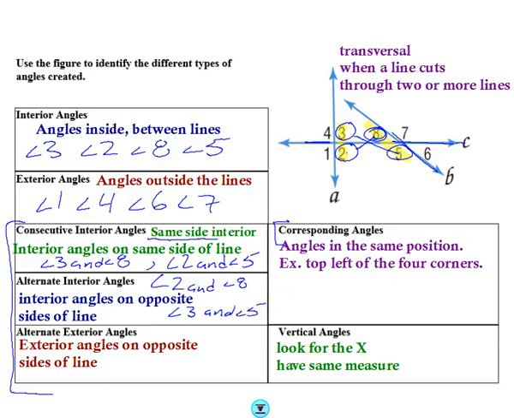Alternate exteriors, kind of the same concept. It is exterior angles. So these four here that are on alternating sides of the transversal. So angle 4, again with A and C, and then we want to jump over to talk about something that's going on with B and C. So 4 and 6 would be considered a pair of alternate exterior angles along with angle 1 and angle 7.